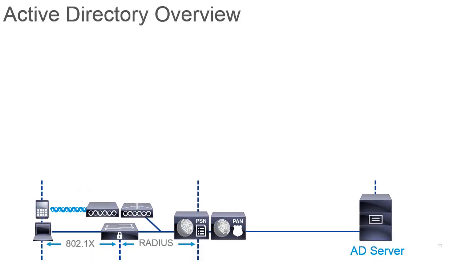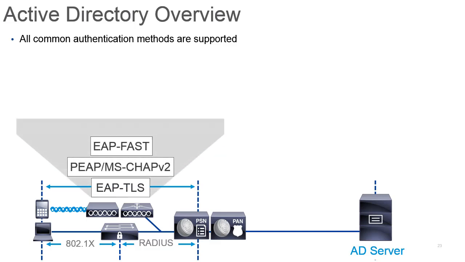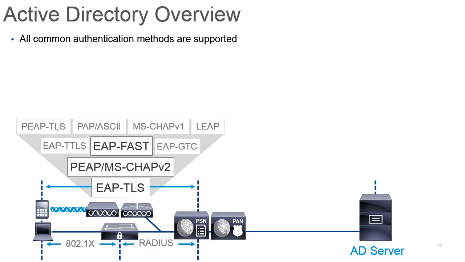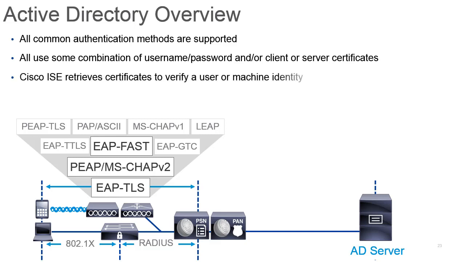Okay, now all common authentication methods are supported. The most common include EAP-TLS, PEAP MS-CHAP v2, and EAP-FAST, but many others are available. These authentication methods use some combination of username password with client and/or server-side certificates. Cisco ISE retrieves these certificates and validates credentials to verify a user or machine identity.